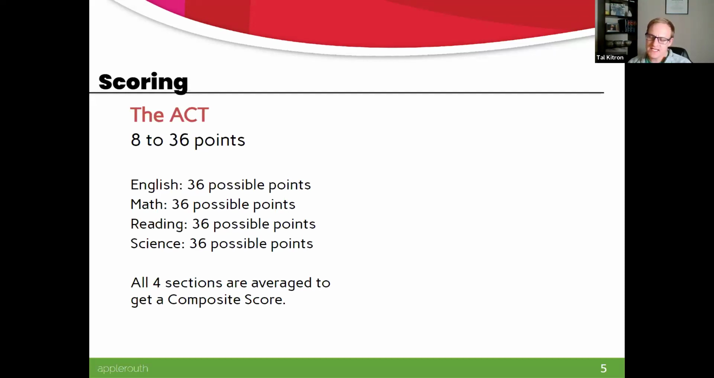We're going to dig into each one of these sections, which go in this order: English, math, reading, science. And remember that the ACT, like other standardized tests, is graded on a curve. That doesn't affect how we prepare or what we do, but what it means is you don't need to be perfect to get a perfect score. Sometimes you can miss a couple questions, but because of the curve, you may still get a perfect score or close to it.